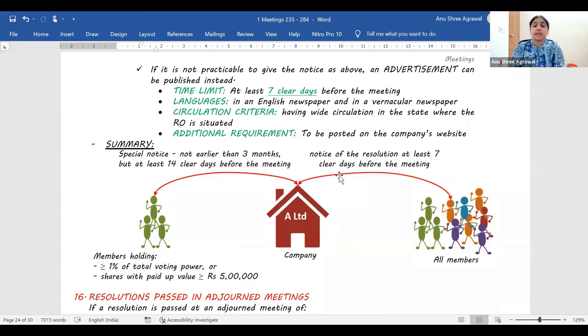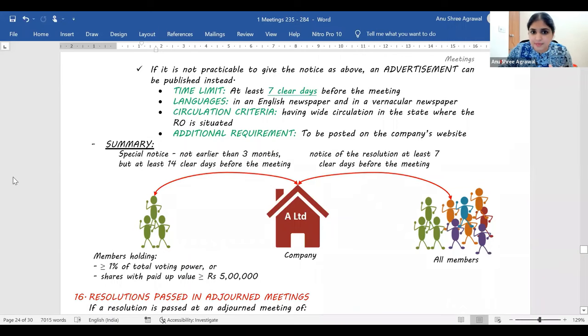At least seven days before the date of the meeting. If it is not possible to send to each and every shareholder at least 7 days before the date of the meeting, what will we tell the company? No problem. You give it as an advertisement in one English newspaper, one vernacular newspaper, having wide circulation in the place where registered office is situated.